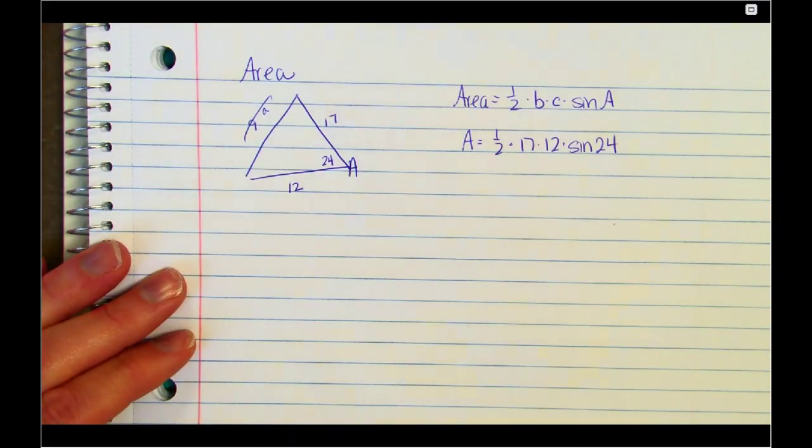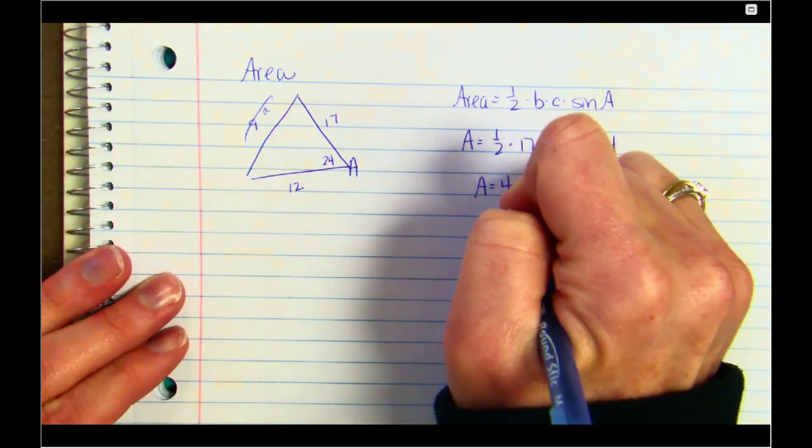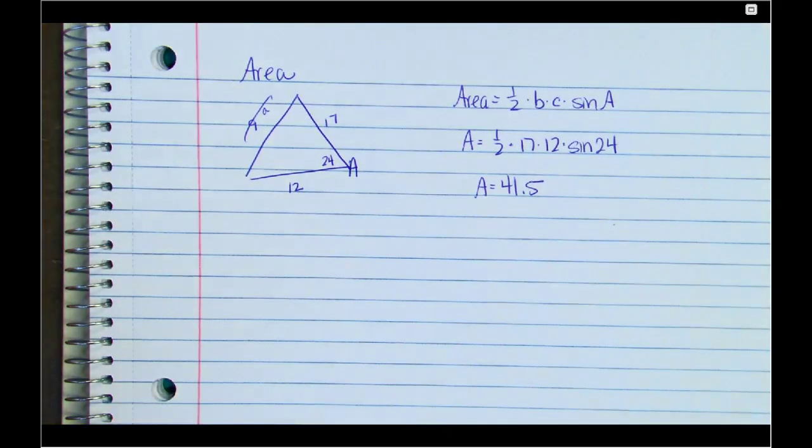What do you got? 41.5. Sure, 41.5. And I did not give you units, so it's not anything squared. Just leave it. If there's no units, don't worry about it.